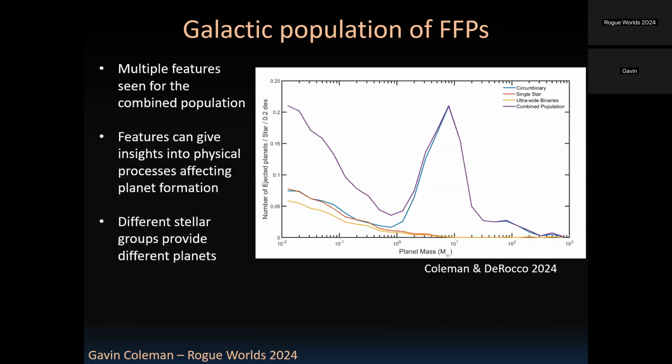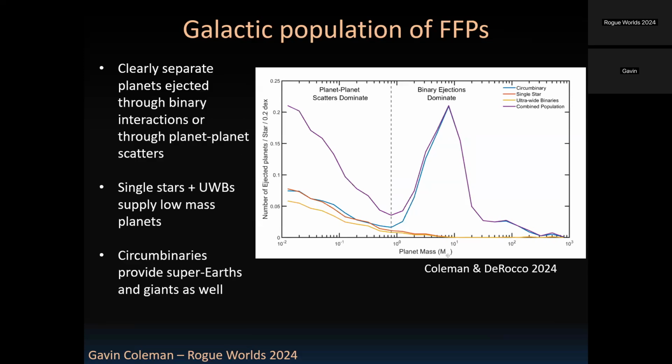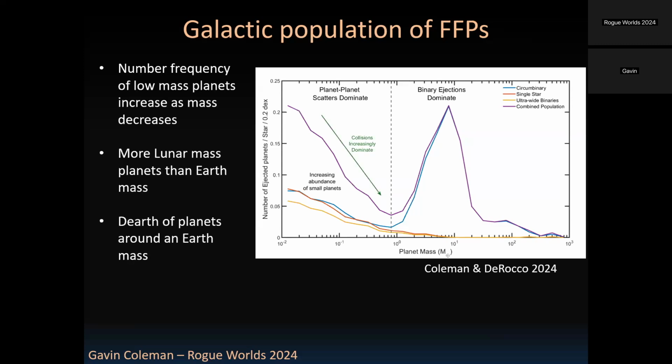Okay, so just going on, this is the main plot. So this is just looking at the mass distribution, the mass of FFPs. We see here that there are quite a few features. You've also got the different stars contributing different planets. We see that the binaries dominate this area, and then the single star and the planet scatters dominate this area. Okay, so low mass planets are ejected from the planet scatter, more massive planets ejected from the close binary.